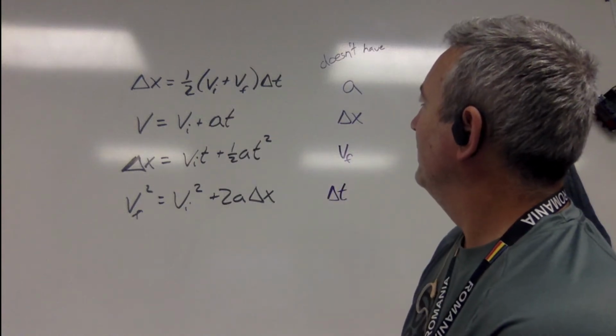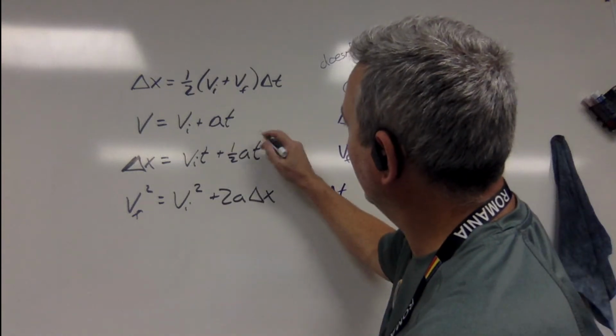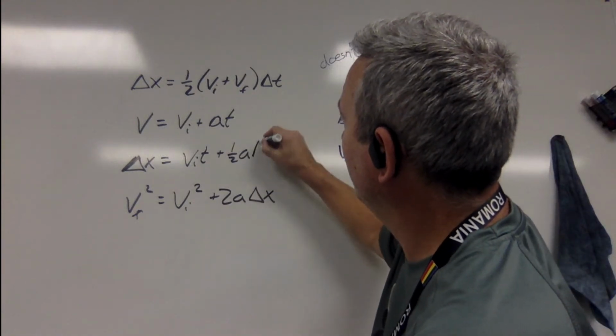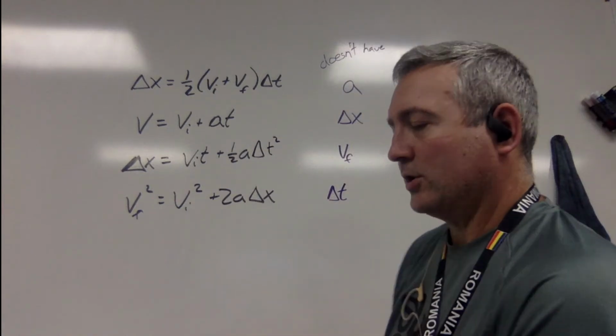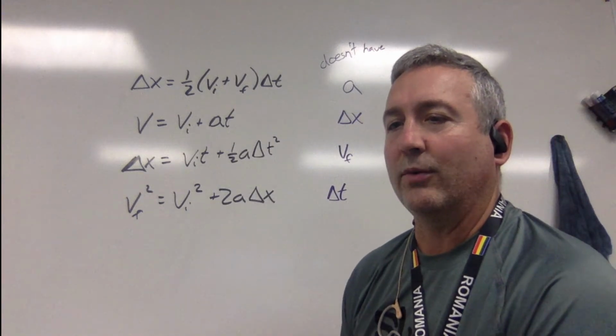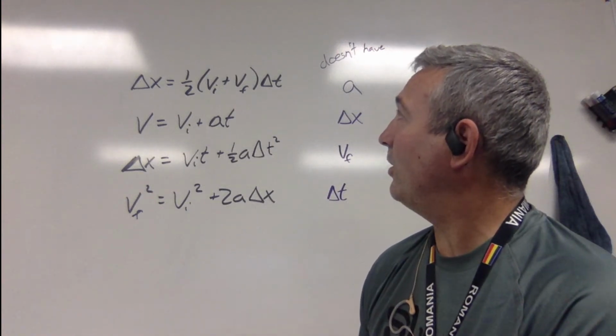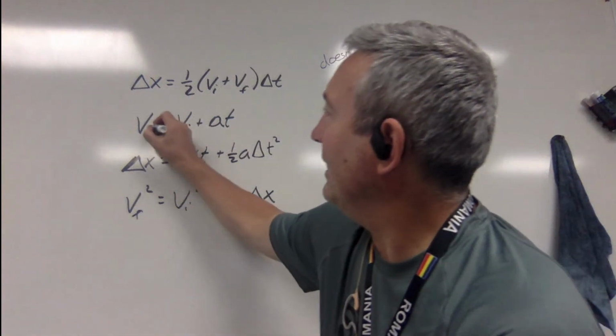So each one has a little bit different setup, and I neglected to put the delta t in this one here. There we go. So notice the one thing that we need in all of them, or the one thing that we could use to solve in all of them, is initial velocity. So initial velocity is in each of these.